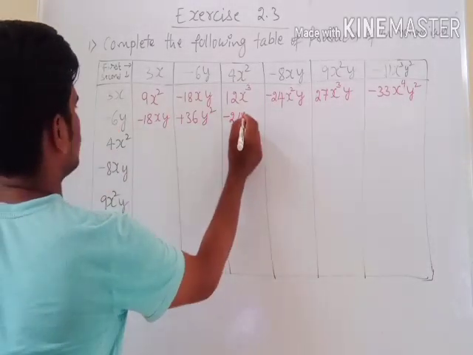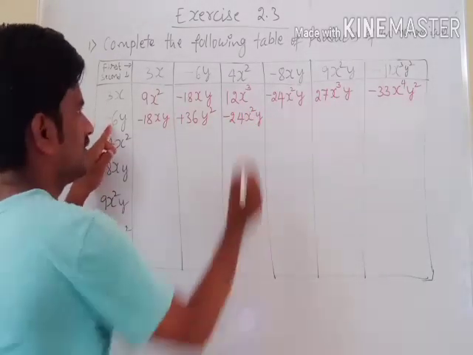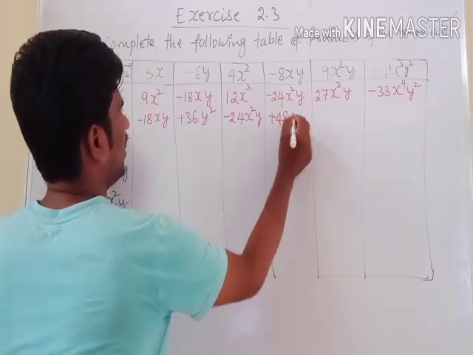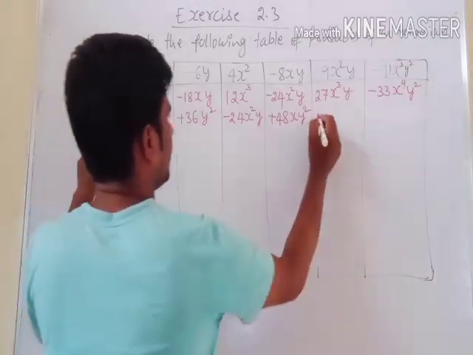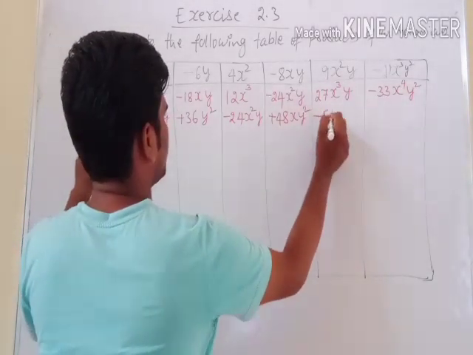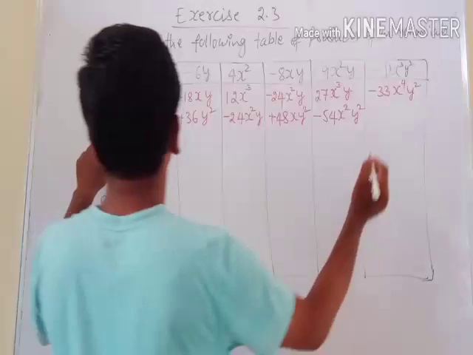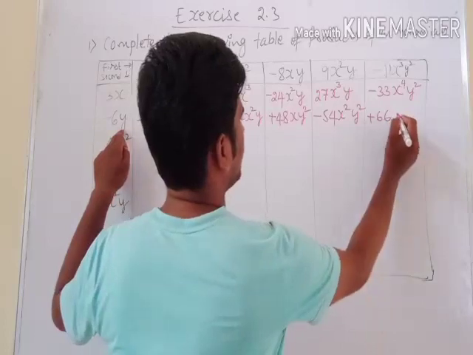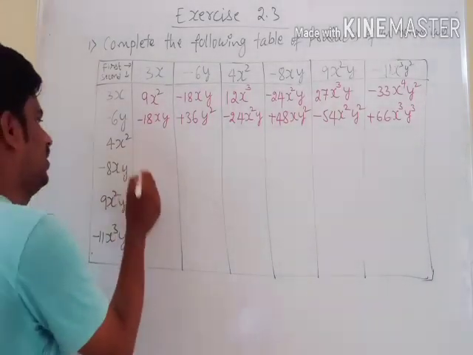Then x into y into x square is x square y. Next, minus into minus plus, 6 8s are 48, x into y, that is x y square. Then minus 9 6s are 54, x square y square. Next, minus 6 into minus 11, that is plus 66, y into x cube, that is x power 3, y power 3. Okay, in this manner you solve the remaining.